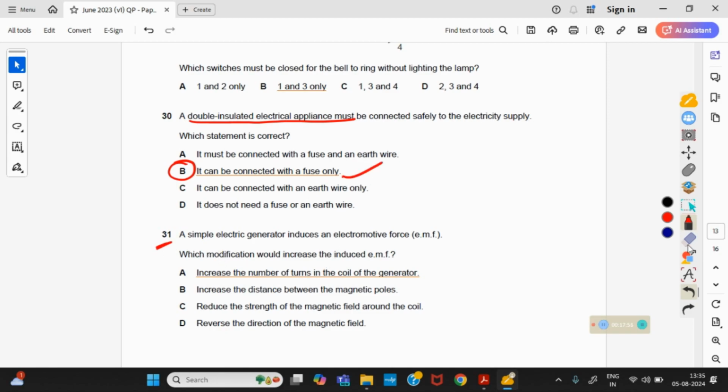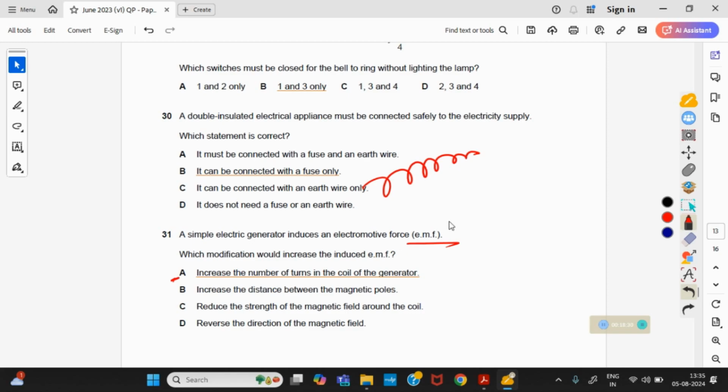Question number 31. A simple electric generator induces an electromotive force EMF. Which modification would increase the induced EMF? Now option A says increase the number of turns in the coil of the generator. These are the questions based on theoretical understanding. And if we increase the number of turns in the coil, it will increase the induced EMF.